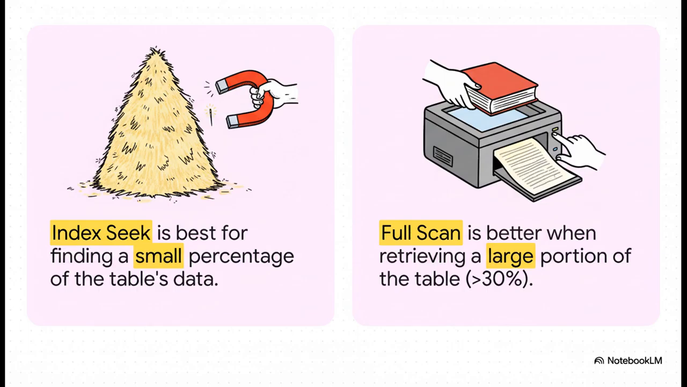Think about it this way. If you need to copy a whole chapter from a book, what's faster? Looking up every single word in the index at the back of the book, one by one by one, or just flipping to the chapter and reading it straight through? The straight-through read is way faster, and that's a full scan.